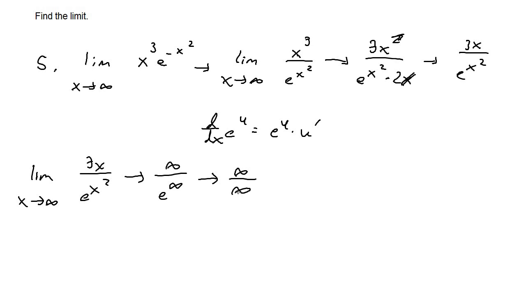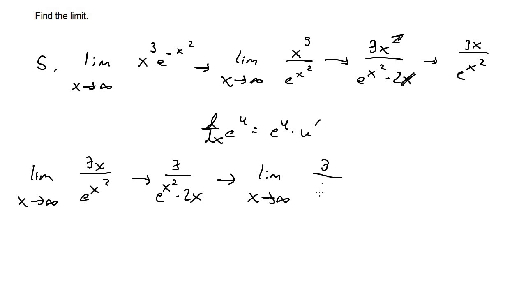So we have to go back to this limit. We have to use L'Hopital's rule once again. So the derivative of 3x is going to be 3 over the derivative of e to the x squared, once again, which is e to the x squared times 2x. So now when I rewrite the limit as x approaches infinity of 3 over 2x e to the x squared, using direct substitution, we have 3 over 2 times infinity, which is infinity, times e to the infinity squared, which is basically still going to be infinity.